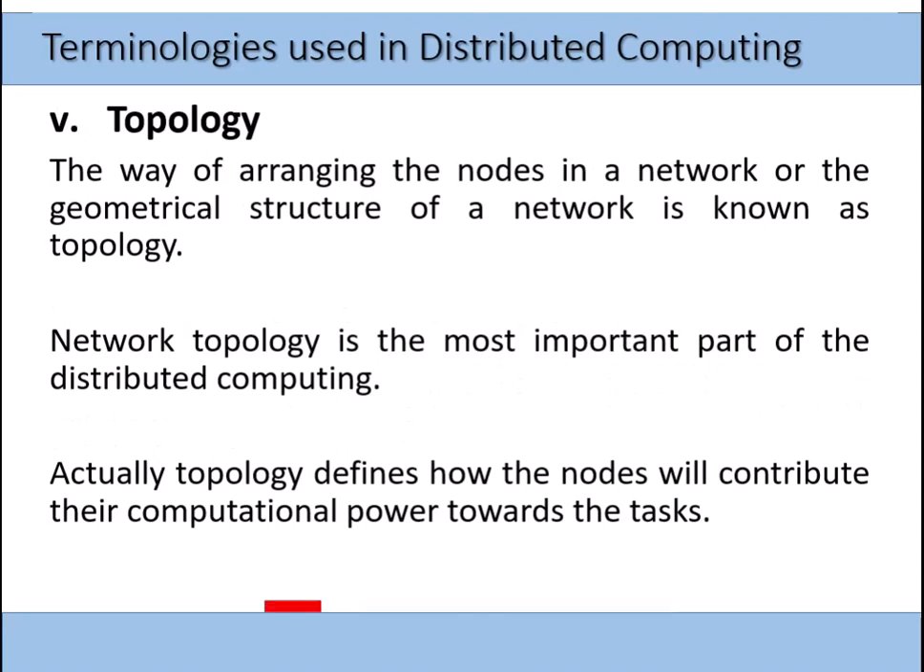And topology is the way of arranging the nodes, the style or fashion through which different nodes are connected through a network, or we can say the geometrical structure of the network is known as topology. And topology shows how the nodes will contribute their computational power toward the task.